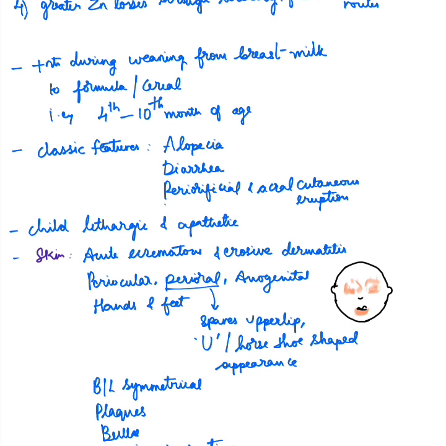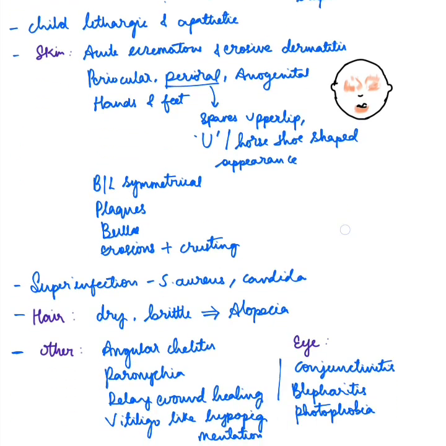Coming to the cutaneous manifestations, there is going to be an acute eczematous and erosive dermatitis, that is periocular, perioral, anogenital in location, and it can also occur on the hands and feet, that is in the acral areas. The perioral eczema usually spares the upper lip, giving the U or horseshoe shaped appearance. It is bilaterally symmetrical, and it can also occur in the form of plaques, bullae, and erosions, where bullae and erosions can later on cause crusting.